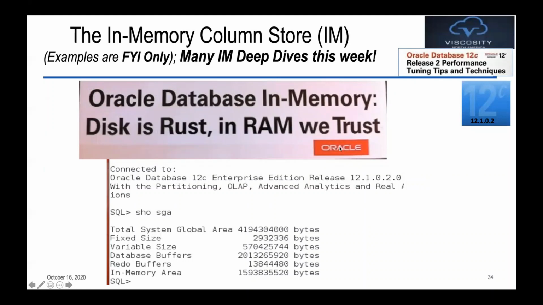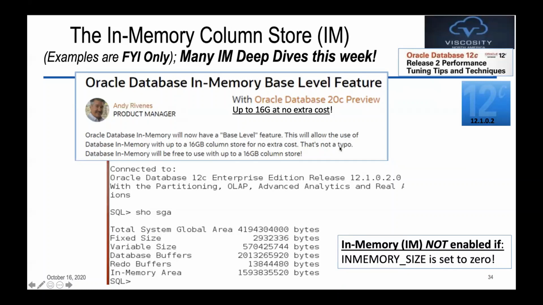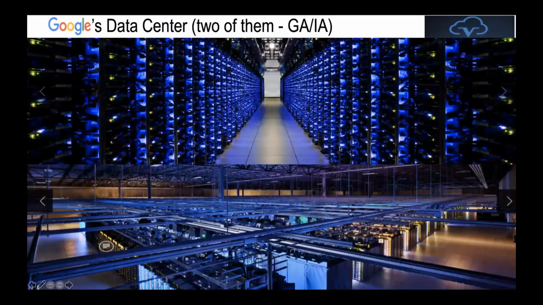Another nice feature that came out with 12.1.0.2 and enhanced with 12.2 is in-memory. And you can see the in-memory at the bottom when the database is started tells you that you are using in-memory. Something big, in my opinion, is that the in-memory base level feature, where I can get up to 16 gig at no extra cost, is now going to be available in 20C preview, but also it's being backported to 19, I believe it's 19.8. I have it in a later slide.